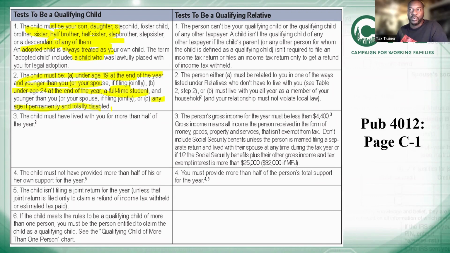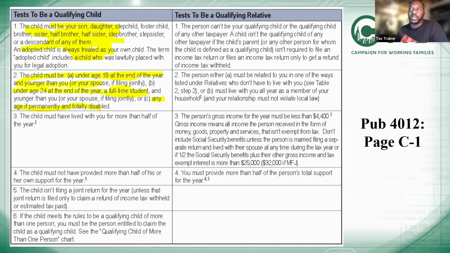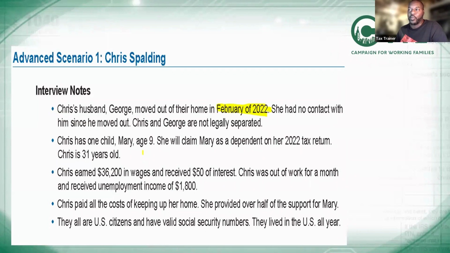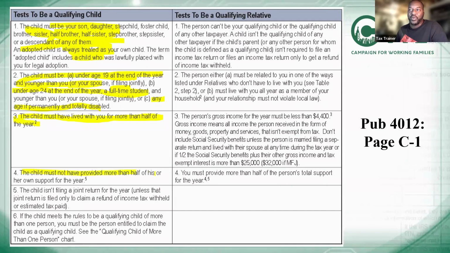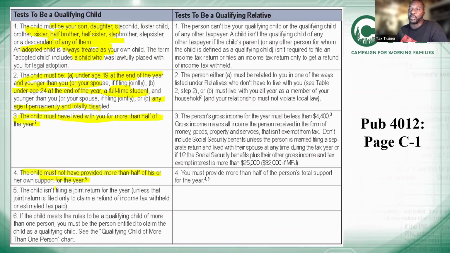So if I look at this example, Chris had one child that was 9. That was her daughter. So they got the relationship, they got the age. The next thing they need to have is the child must have lived with them for more than half the year. The child lived with them all year, right? So they don't have to worry about that at all. The child must have not provided more than half of his or her own support. Mary, the dependent, did not provide more than half their own support. And Mary's not married, so they didn't file a joint return. So they meet this test to be a qualifying child.